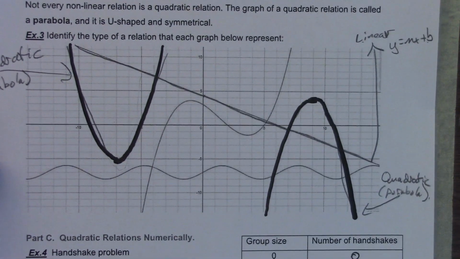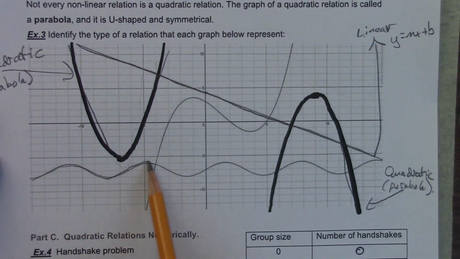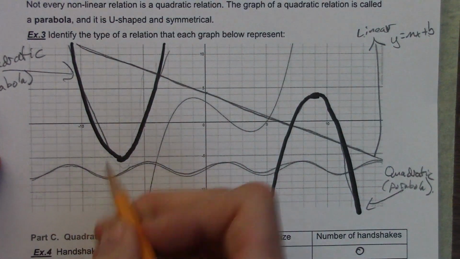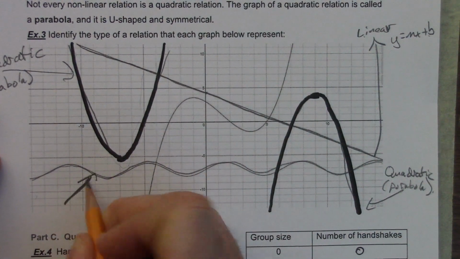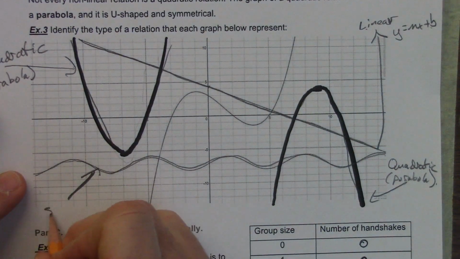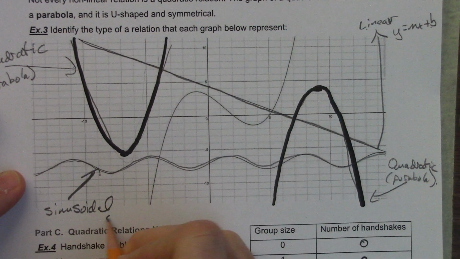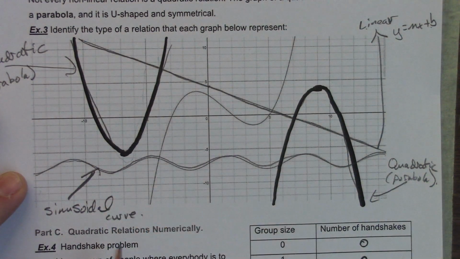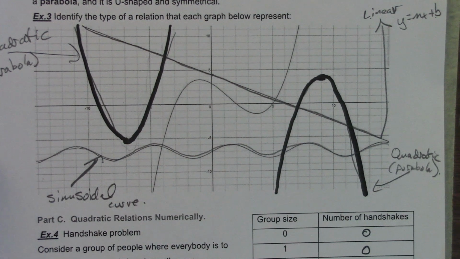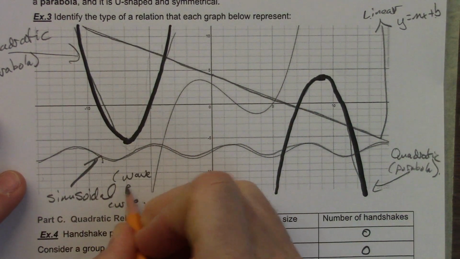All right. Now we have this wave here, and you guys don't know this, but this type of relation is called a sinusoidal curve. You'll learn that next year. Sinusoidal curve. So it's a repeating wave pattern. Okay, you might just call it a wave pattern as well for now.